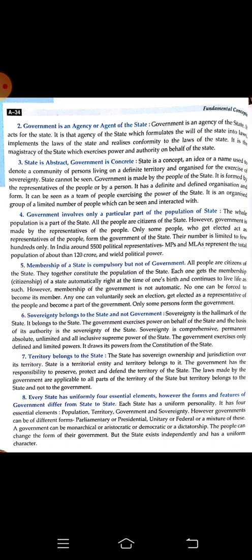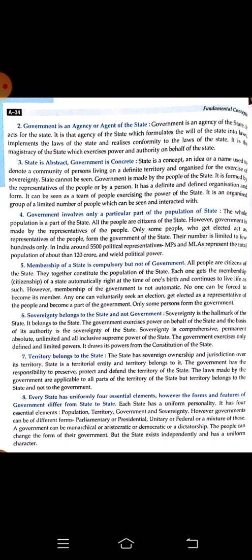Sovereignty belongs to the state and not the government. The government exercises power on behalf of the state and on the basis of the authority of the sovereignty of the state. This means that sovereignty belongs to the state. The state has its own rules, and the government acts within those written rules. They cannot break the rules and make their own. The state has a few features, and they have to follow them and then run the state.